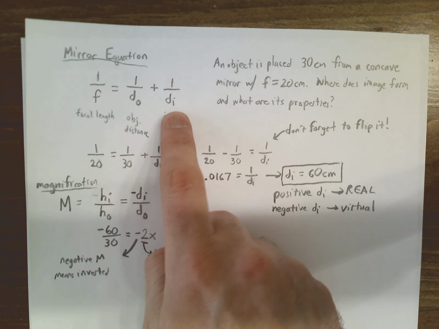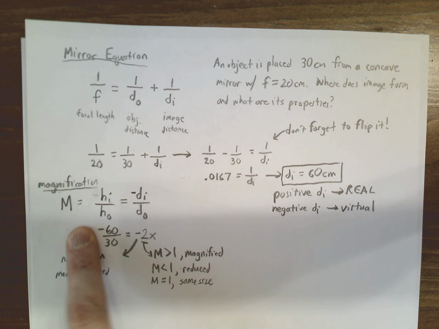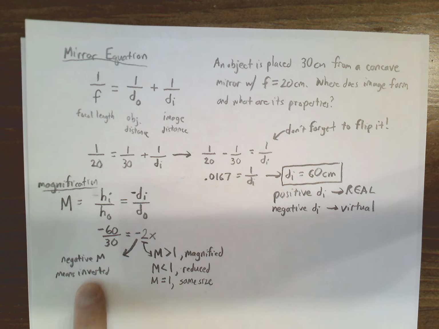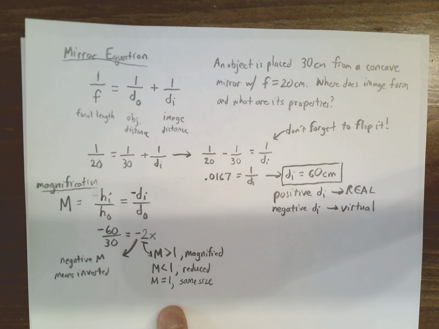So by using the mirror equation and the magnification equation, you should be able to predict what those three properties are. The sign of di gives you whether it's real or virtual. The sign of your magnification tells you that it's inverted or upright. And then the actual value of your magnification will tell you if it's larger. If it's a number bigger than 1, you're multiplying the size by that value, it's bigger. If it's less than 1, you're multiplying it by a fraction, it's going to be smaller.